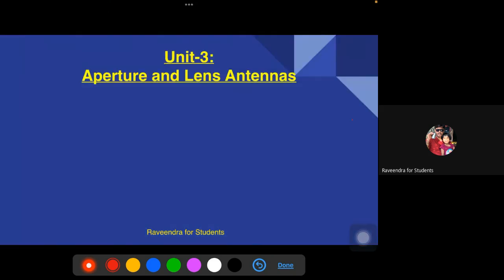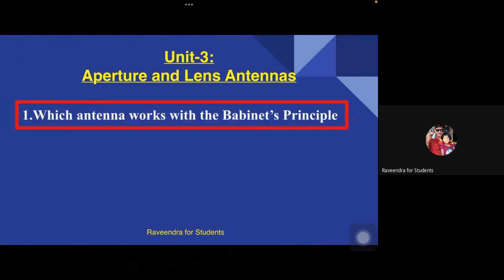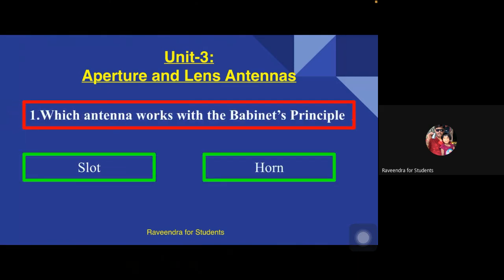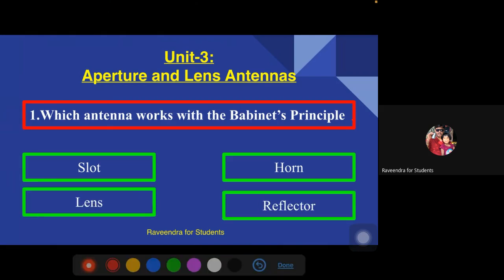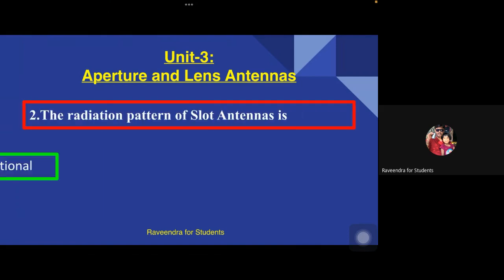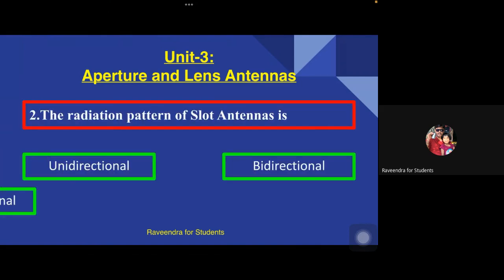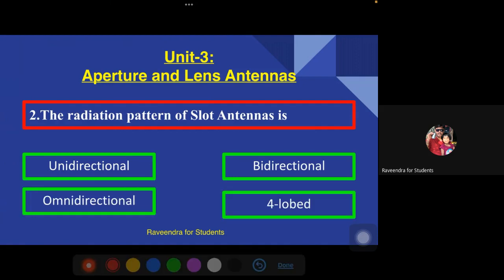Then coming to the first one, objective bit 1 in unit 3, that is aperture and lens antennas. Which antenna works with the Babinet's principle? So Babinet's principle is the operation for slot antennas. So slot antennas is the answer for it. Then second one, the radiation pattern of slot antennas is, you know very well, omnidirectional or spherical radiation pattern.